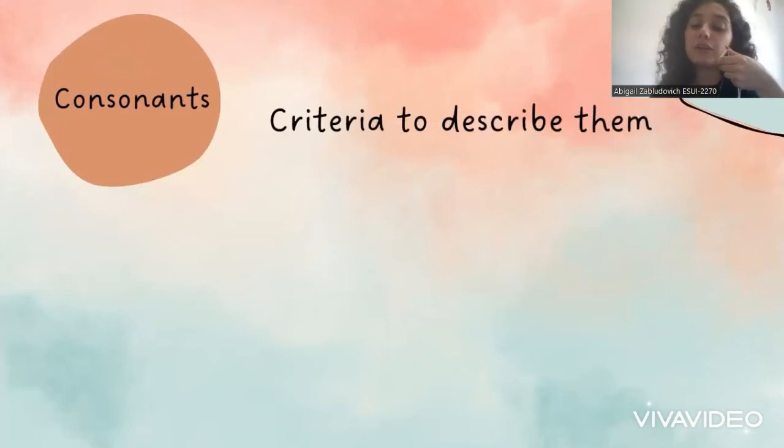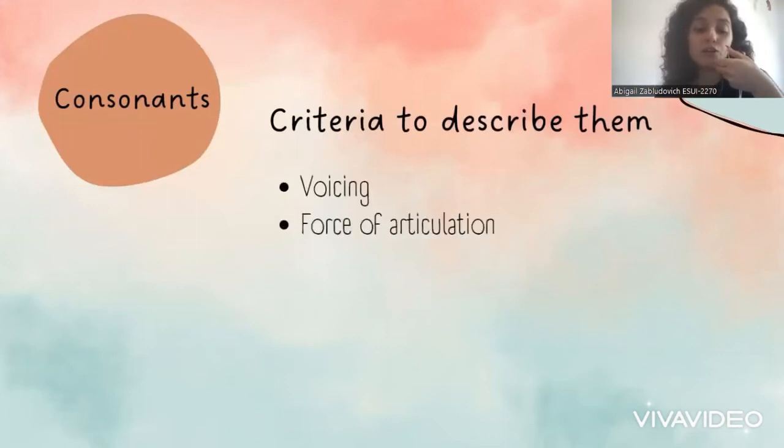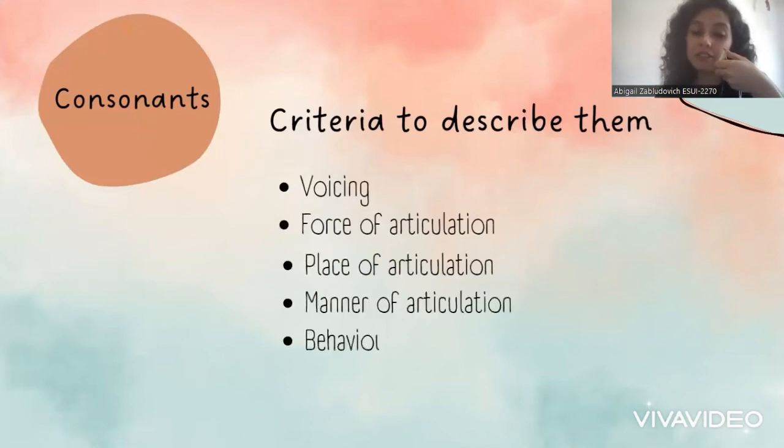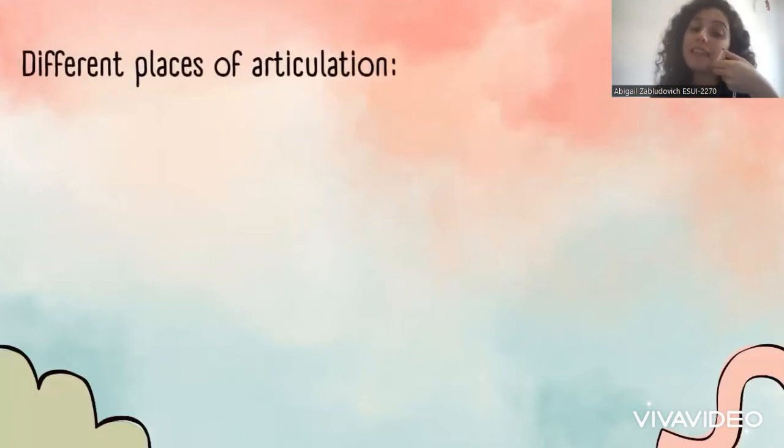Now, let's focus on the criteria used to describe consonants. There are 5 different criteria that can be useful to describe consonants. These are voicing, force of articulation, place of articulation, manner of articulation, and the behavior of the velum. Now let's narrow our description and focus on the places of articulation.